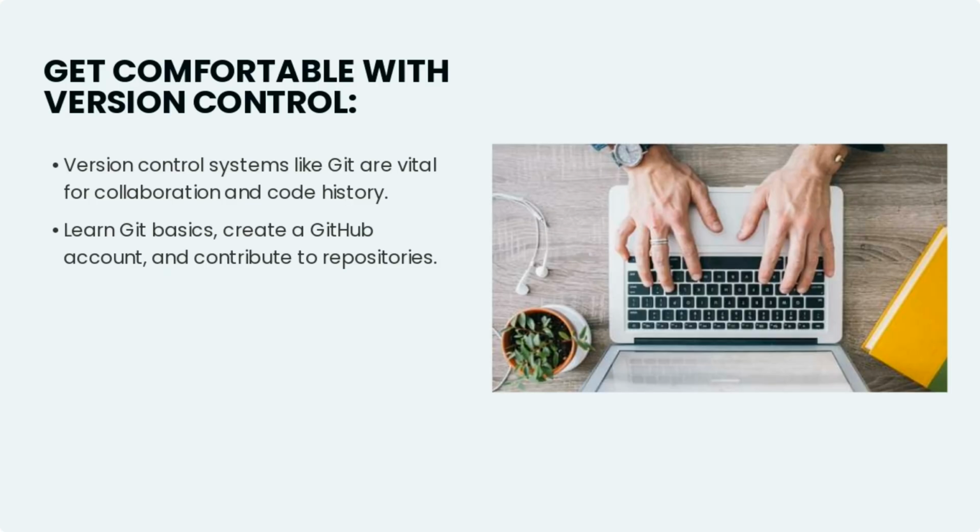Now, let's dive into version control. Get comfortable with version control systems like Git, which are vital for collaboration and code history. Learn the basics of Git, create a GitHub account, and start contributing to repositories. This will help you understand the importance of version control in software development.